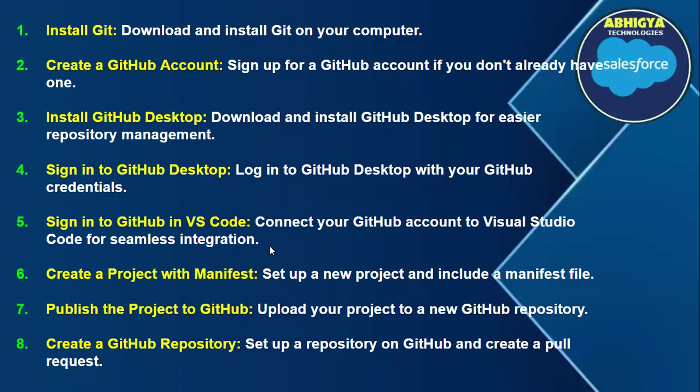After that, we can create one project, the same as we initially create a project for connecting to our Salesforce. So here you can create one project with a manifest. And after that, we can publish this project that we created. When the project is created, some folder structure will be created, right? That folder structure we are going to publish to GitHub initially.